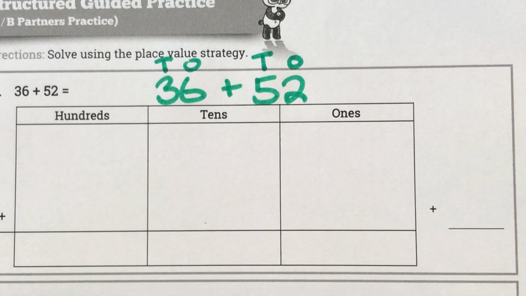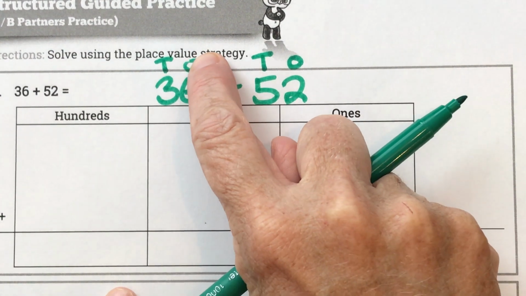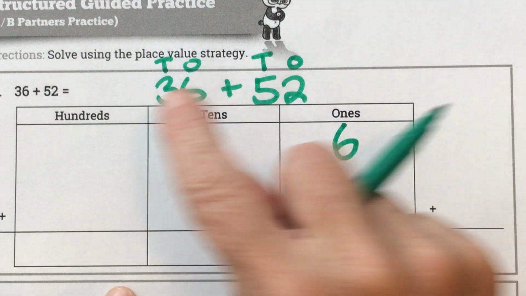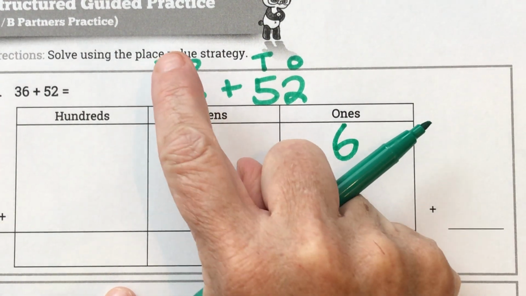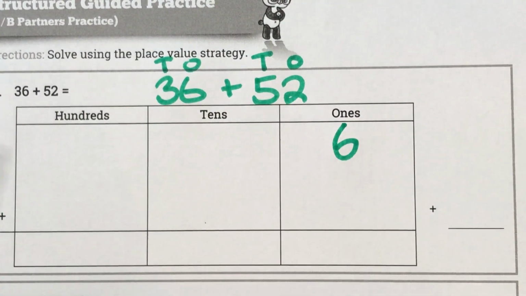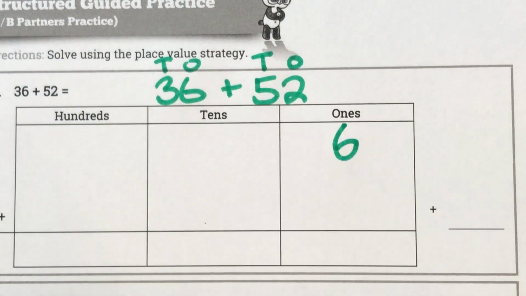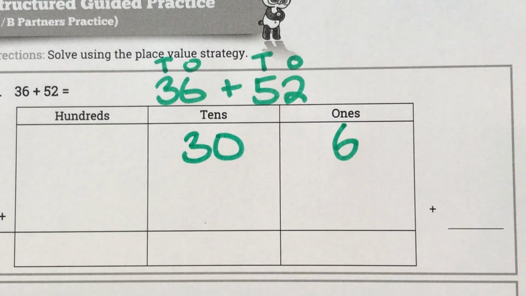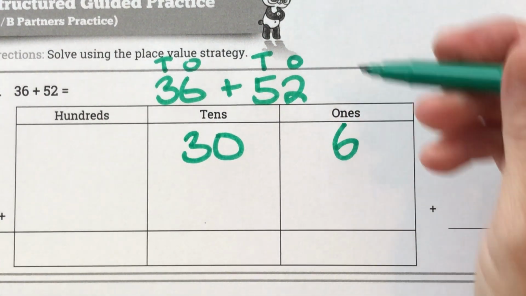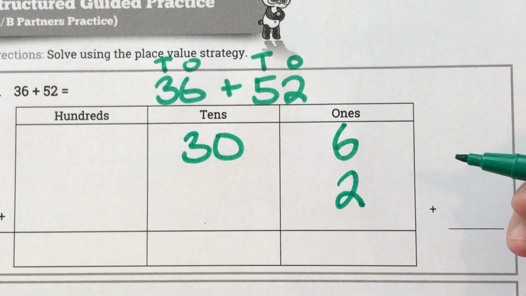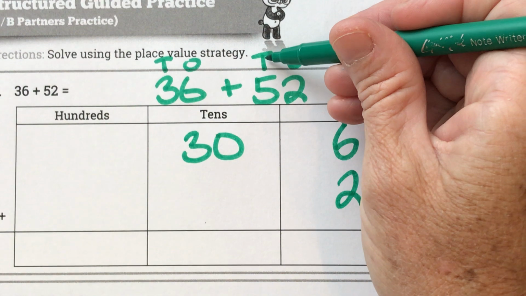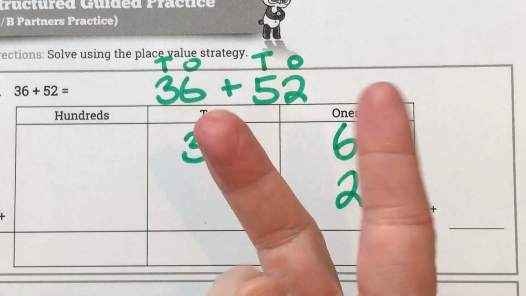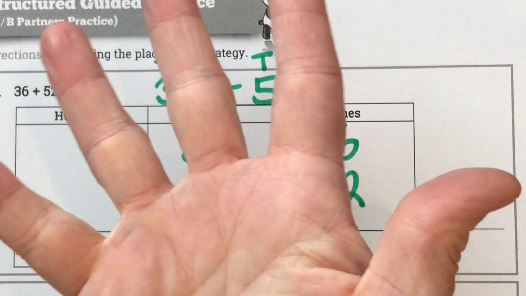Okay, so our first add-in has 6 ones. So let's put a 6 in the ones column. And it has 3 tens. 3 tens is 30 because it's 10, 20, 30 if I skip count. Okay, my second add-in has 2 ones. And it has 5 tens. 5 tens, if we skip count, is 10, 20, 30, 40, 50.